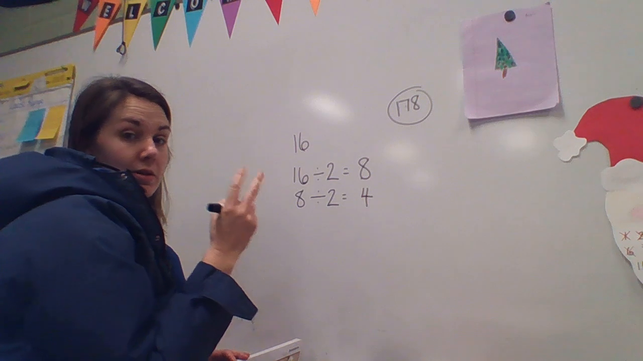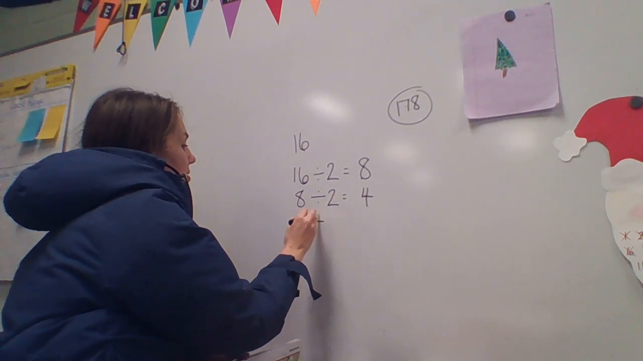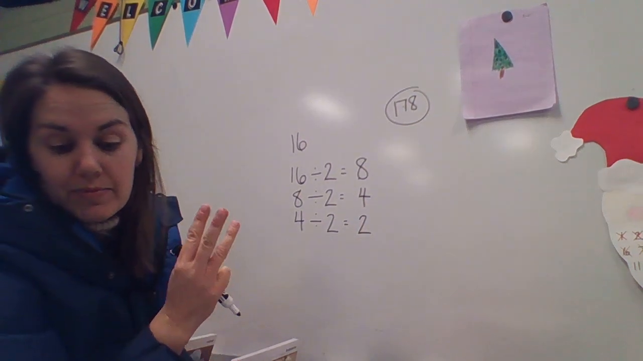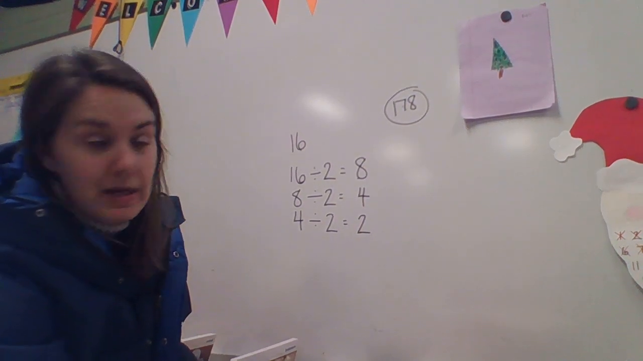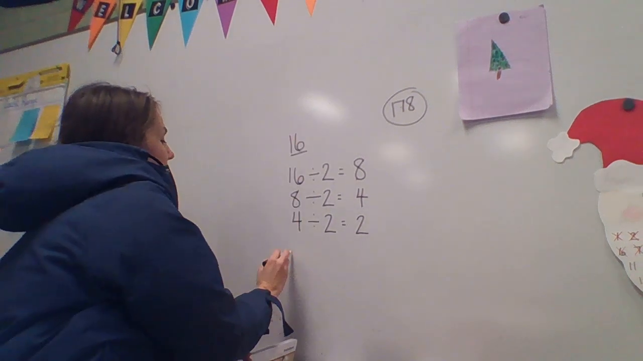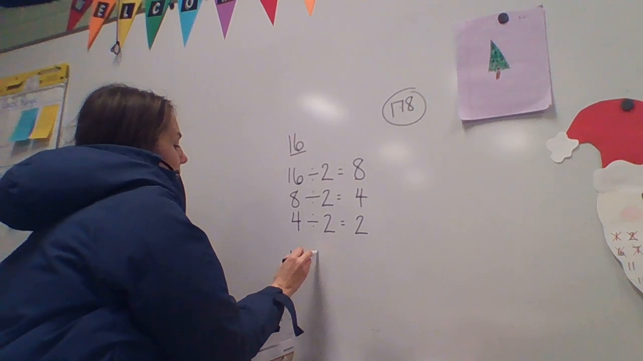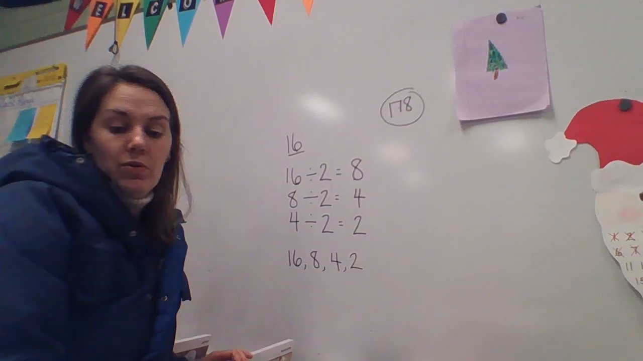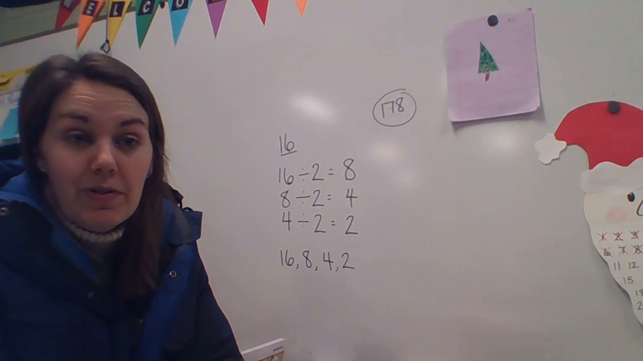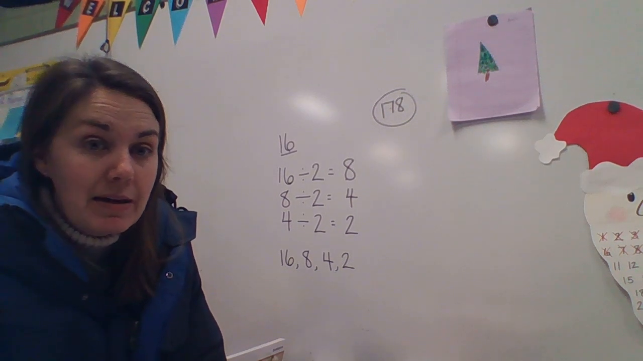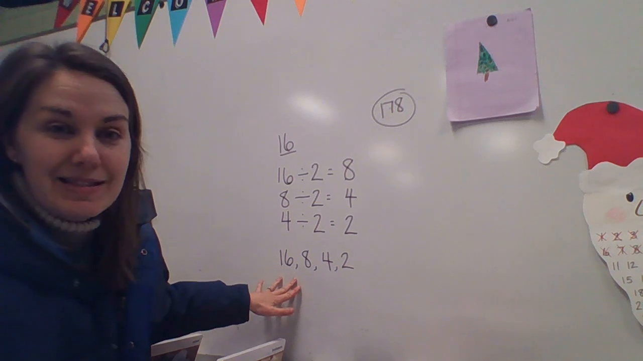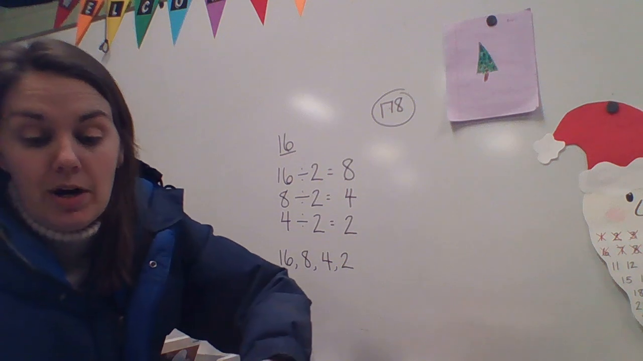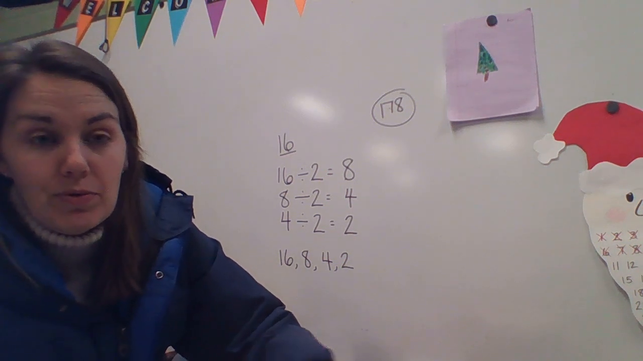That's 2 times. I'm going to take my 4, divide it by 2 to get 2. That's 3 times. So my numbers would be, if I start with 16, I would list them out as 16, 8, 4, and 2 would be the numbers that I would get for that pattern. Now, sometimes you'll be given a pattern that looks like this and you'll have to find the rule. Other times you'll be given a number and asked to find the answers by doing the rule.